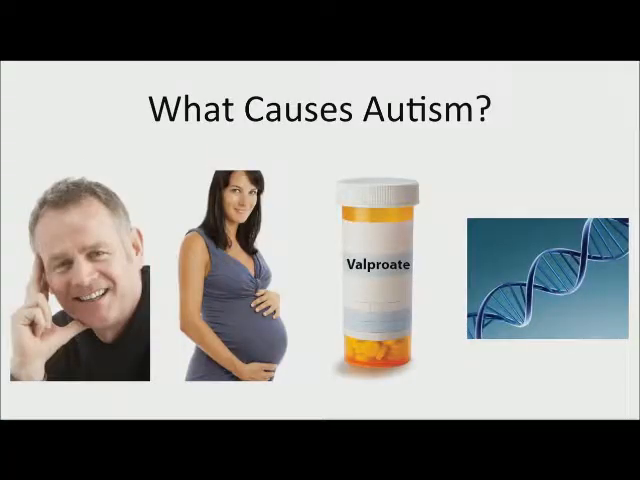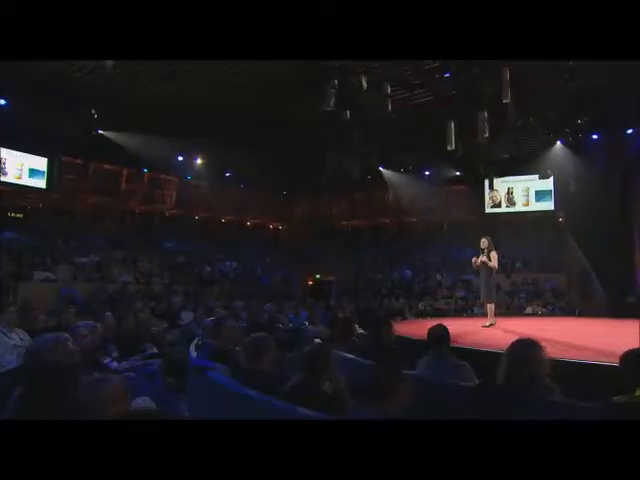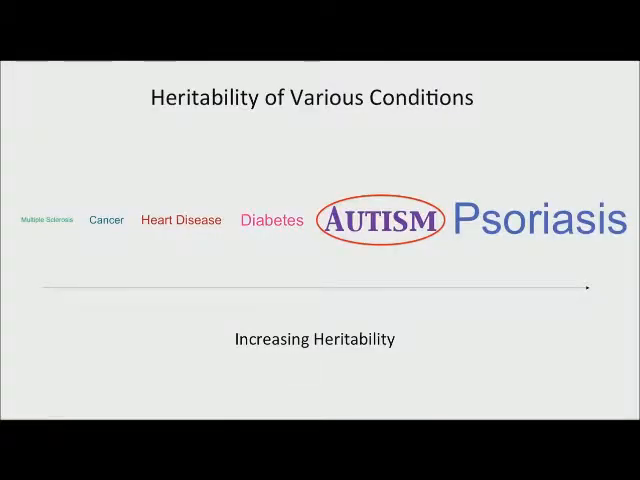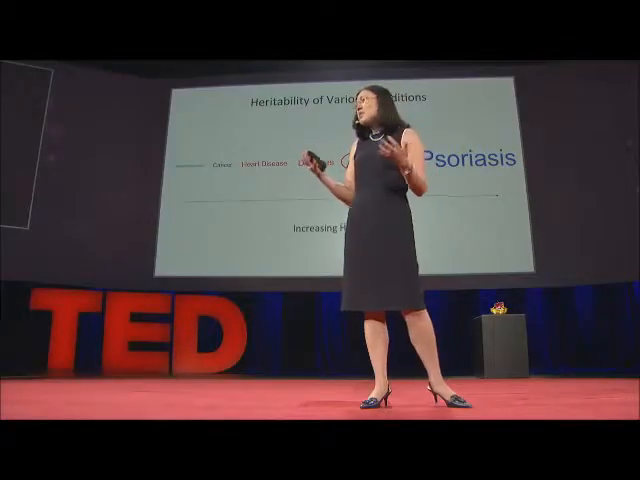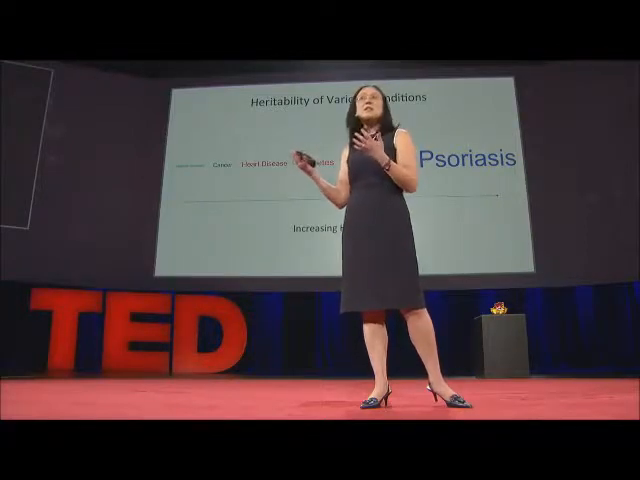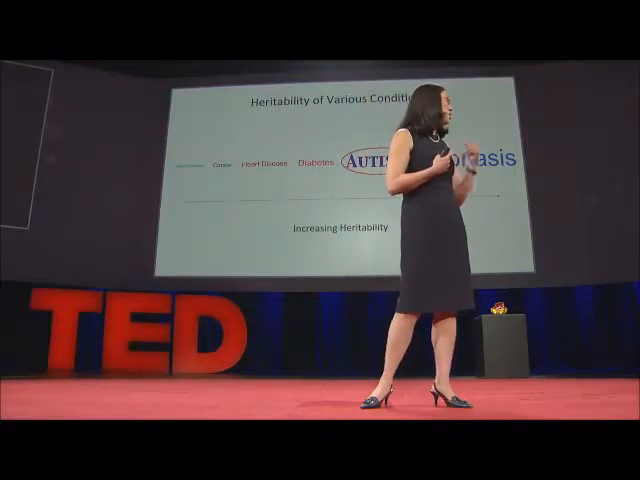Based on epidemiological data, we know that one of the causes, or one of the associations, I should say, is advanced paternal age. That is, increasing age of the father at the time of conception. When we compare it to other conditions that we're familiar with, things like cancer, heart disease, diabetes, in fact, genetics plays a much larger role in autism than it does in any of these other conditions. But that doesn't tell us what the genes are. It doesn't even tell us in any one child, is it one gene or potentially a combination of genes?